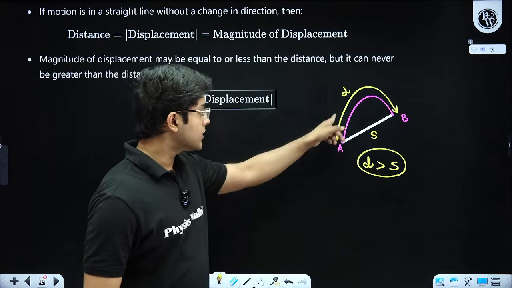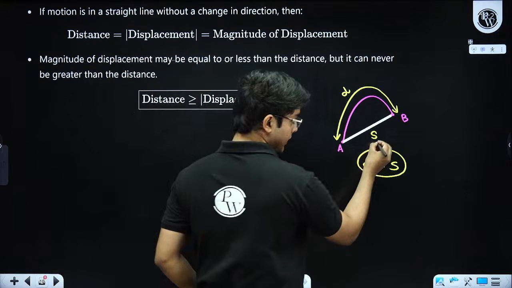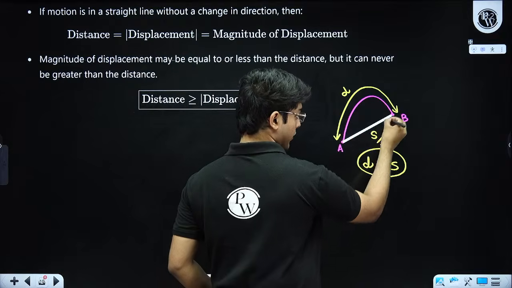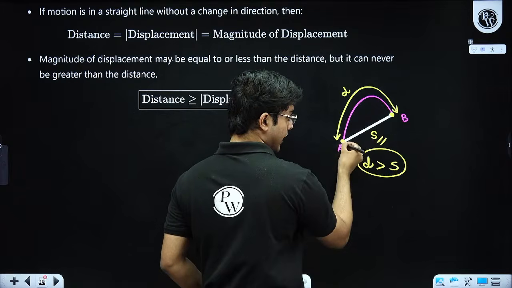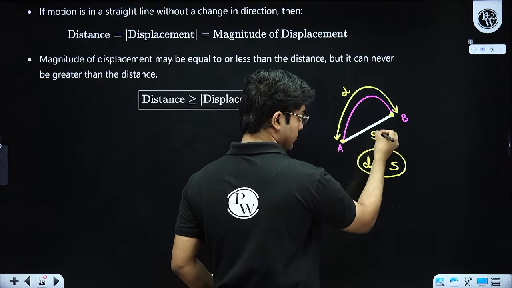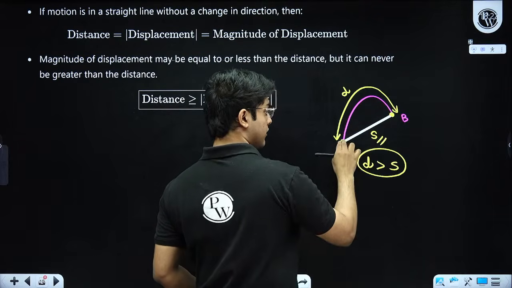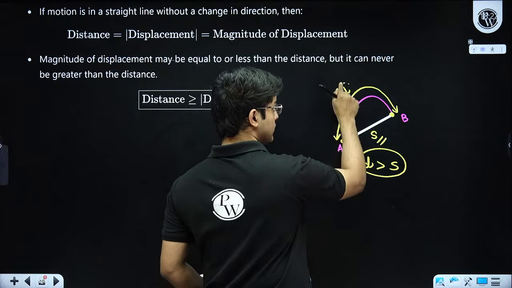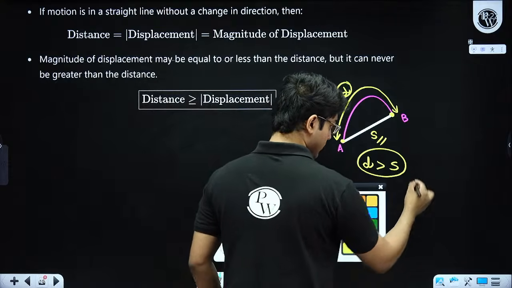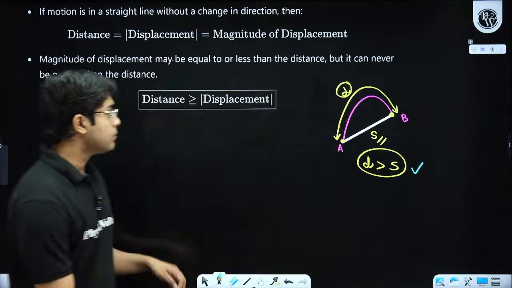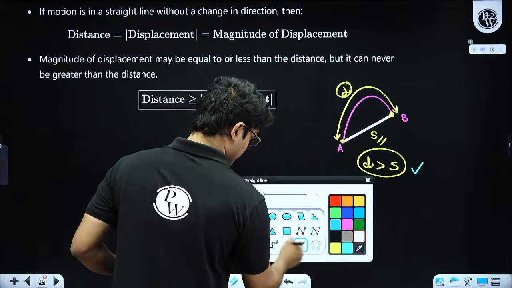So, in general, you can say distance is bigger than displacement's magnitude, because displacement itself is the shortest path between 2 points, right. If you have 2 points A and B, the shortest path between A and B will be this straight line, okay. That is displacement only. So, any other path you draw connecting A to B, the distance will be greater than that displacement, okay. So, in general, you can say distance is bigger than displacement, except in one case. And which case is that?